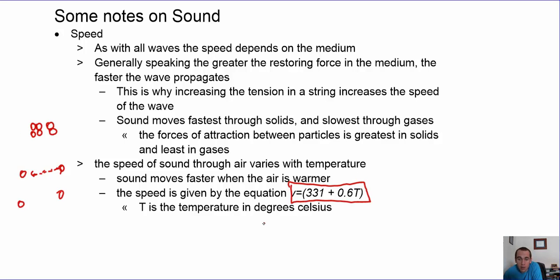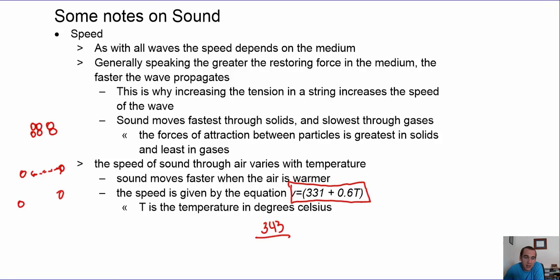And the common one we use, 343, that's for the speed of sound at 20 degrees, right? 20 times 0.6 is 12. 12 plus 331 is 343. So at 20 degrees Celsius, sound moves through air at 343 meters per second. It moves through liquids faster and solids even faster than that.